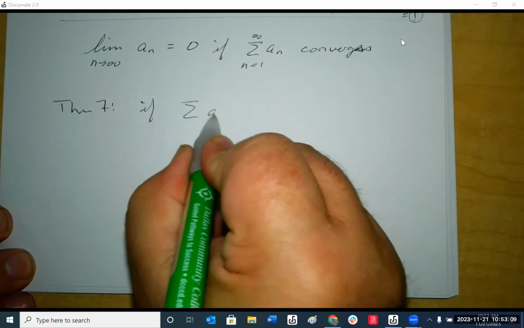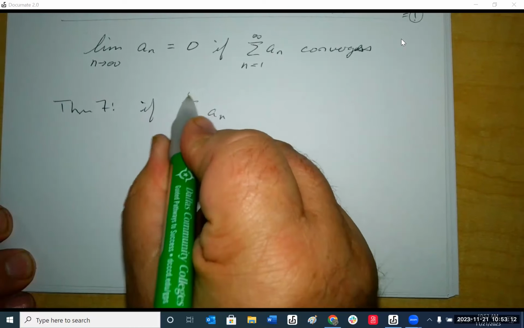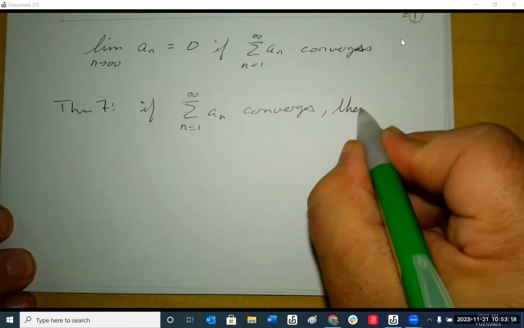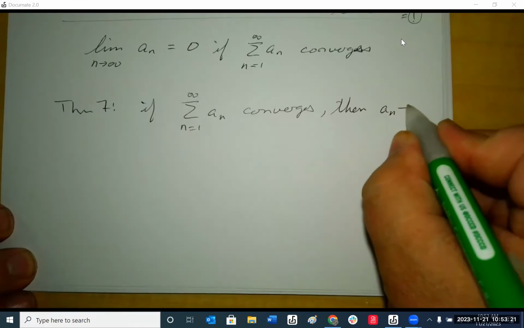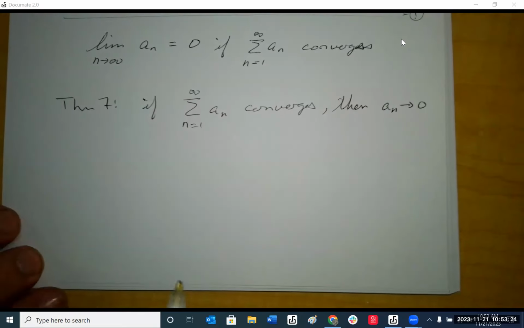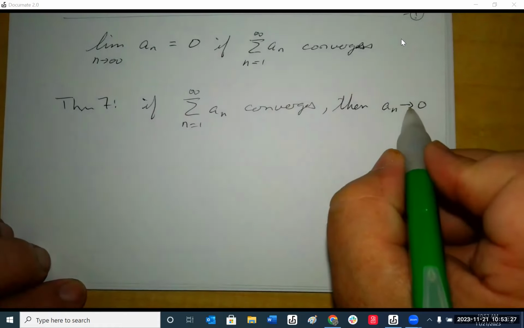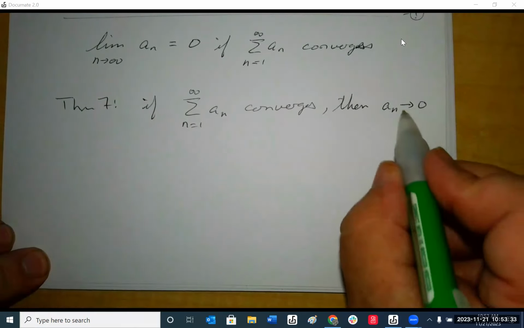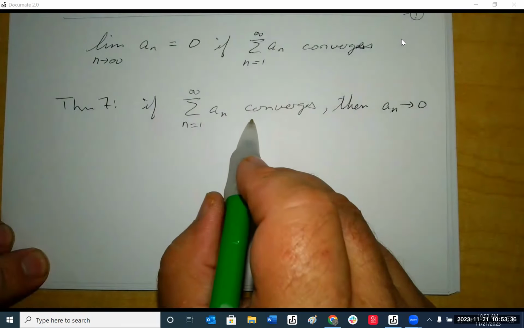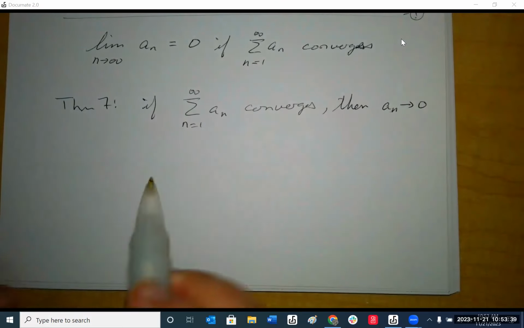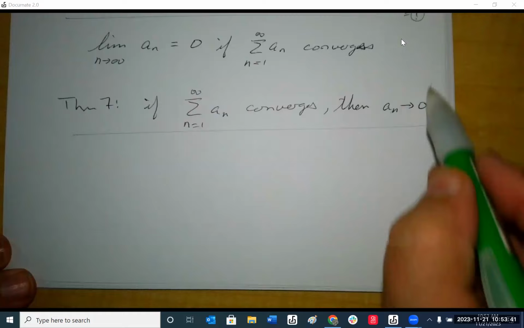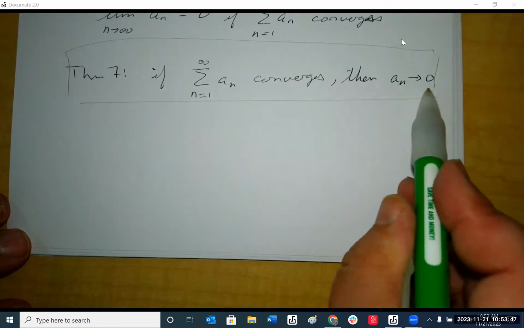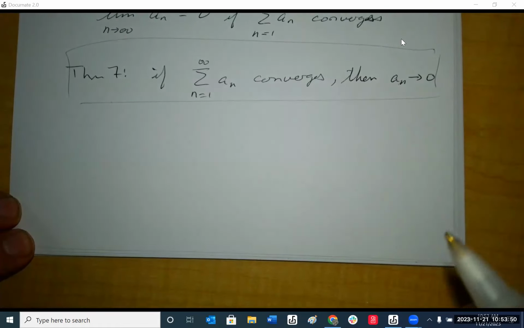If the summation of our sequence as n goes from 1 to infinity converges, then the limit of our sequence goes to 0. Note, the opposite may not be true. Just because a sequence goes to zero doesn't mean it converges. So this is the only theorem we have. If the summation converges, then the limit of the sequence goes to zero.